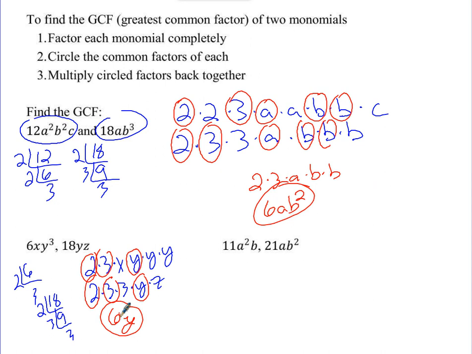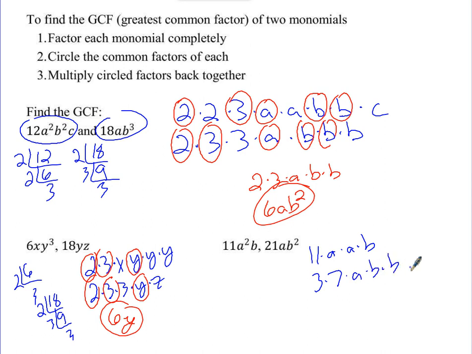All right, see if we can do the last one. So for the last one, what does that first term turn into? 11 times A times B is correct. And what does the second term turn into? 21 is not prime. 3 times 7 times A times B times B.